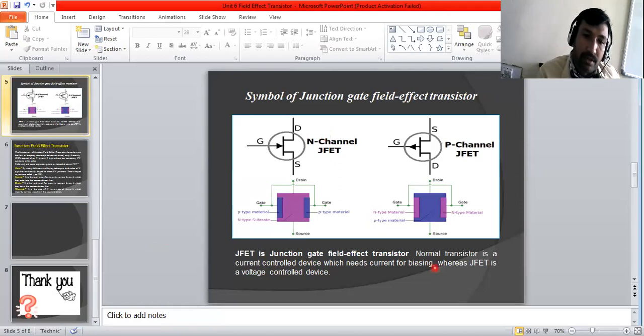So this is the construction and working. The construction is similar to BJT, but here there is only one junction.